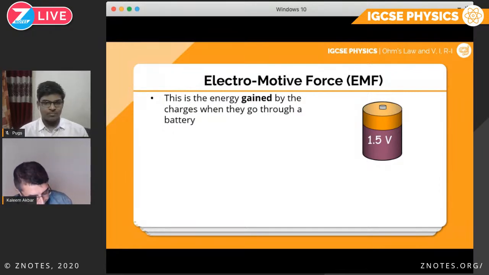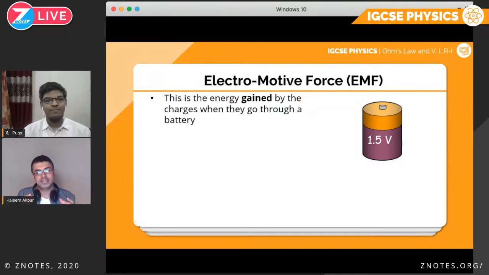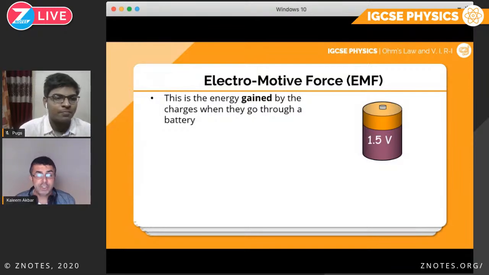Let's take pugs again. Let's say pugs has a pizza. It's the end of the week, he wants a pizza, right? Whatever. We don't think of each individual cell in his body taking the nutrients that he needs. But that's exactly what happens. We look at it as pugs as a whole taking everything that he needs. And guys, the same is true for EMF, all right? It's the energy given by each coulomb of charge. The definition is never the energy gained by each electron.